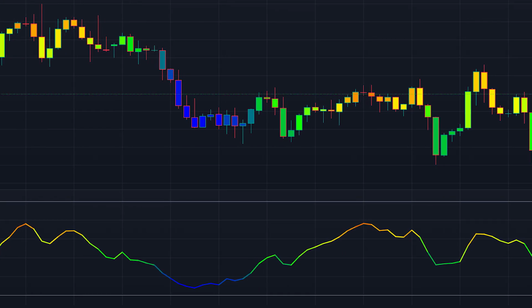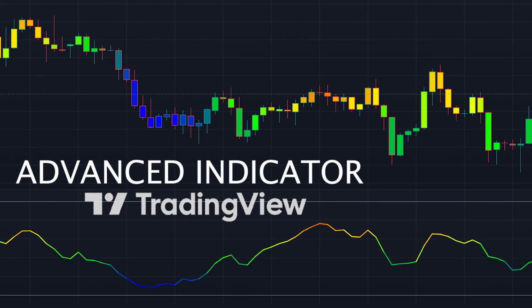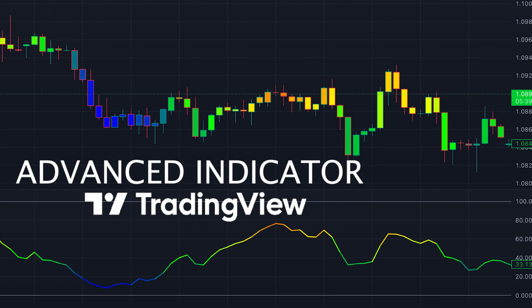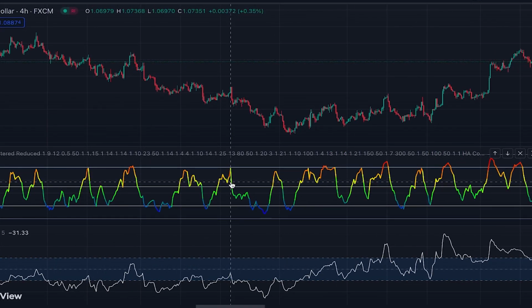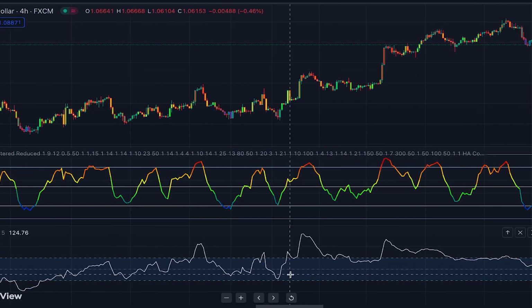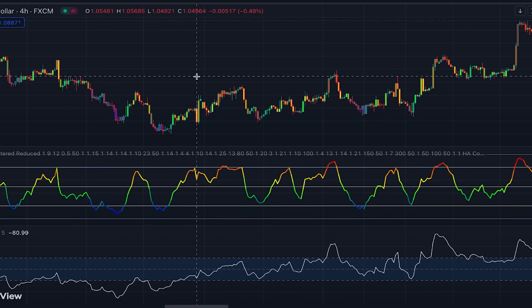In today's video, I want to introduce an advanced indicator on TradingView that perfectly shows potential changes in the market. Make sure you watch this video until the end because I will teach you how you can use this indicator in practice to find the best trading opportunities in the market.